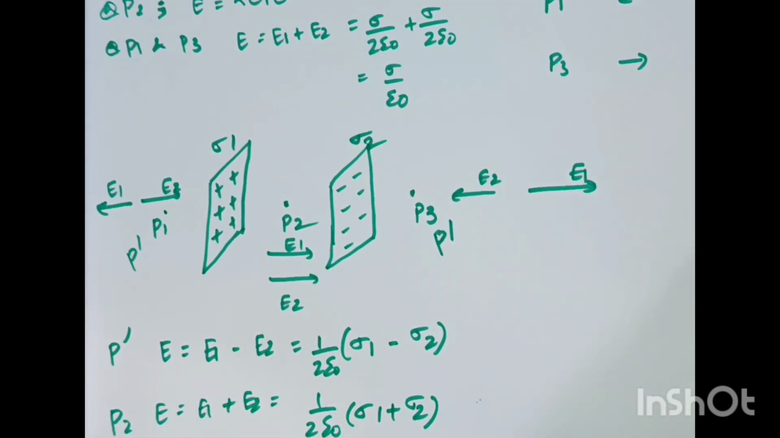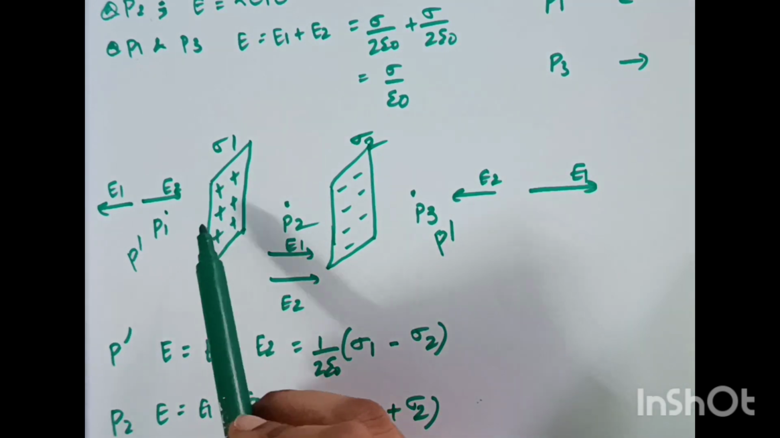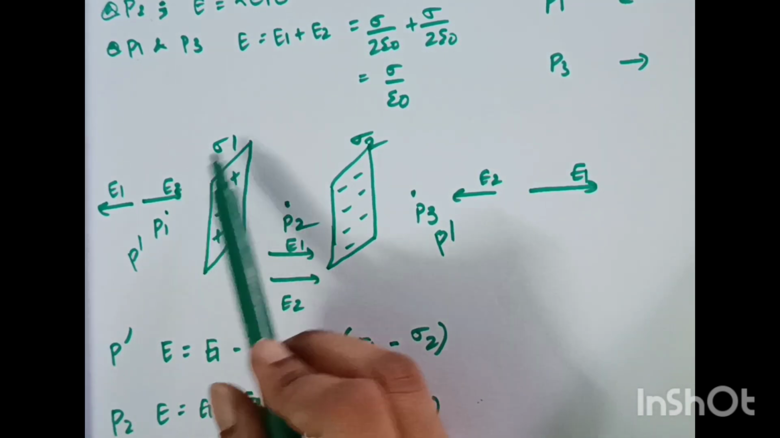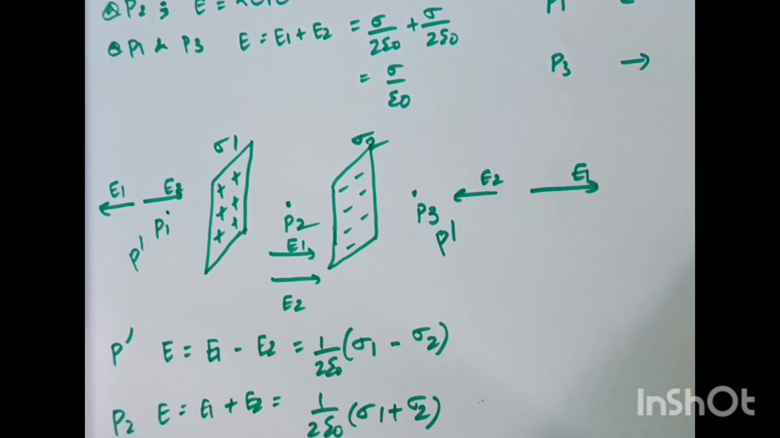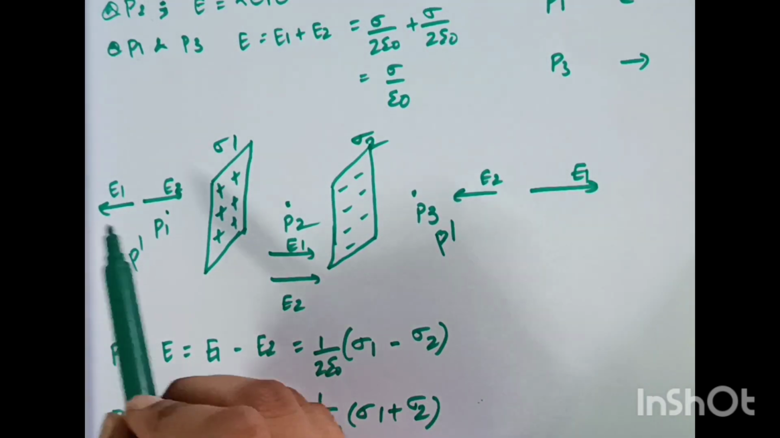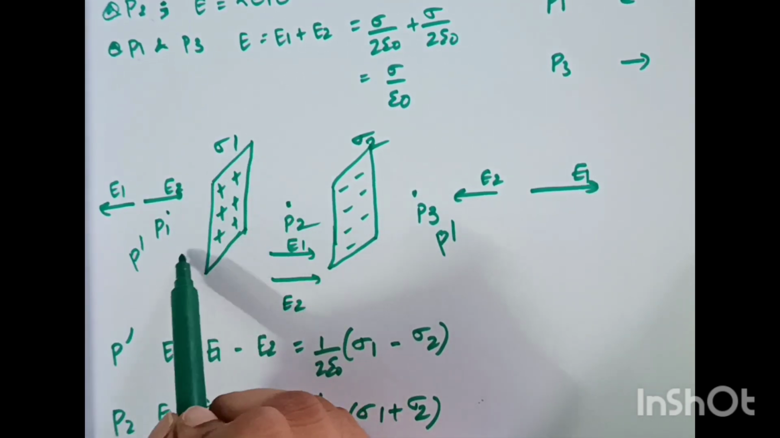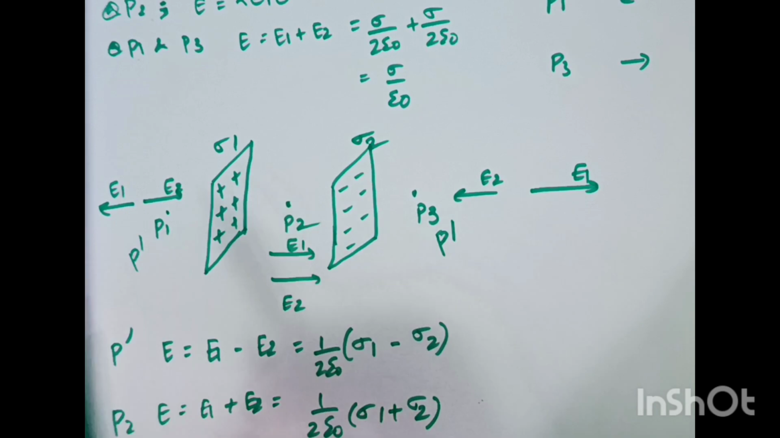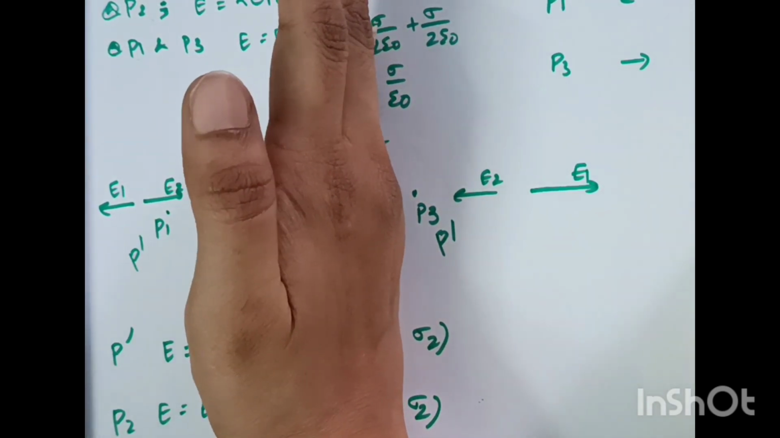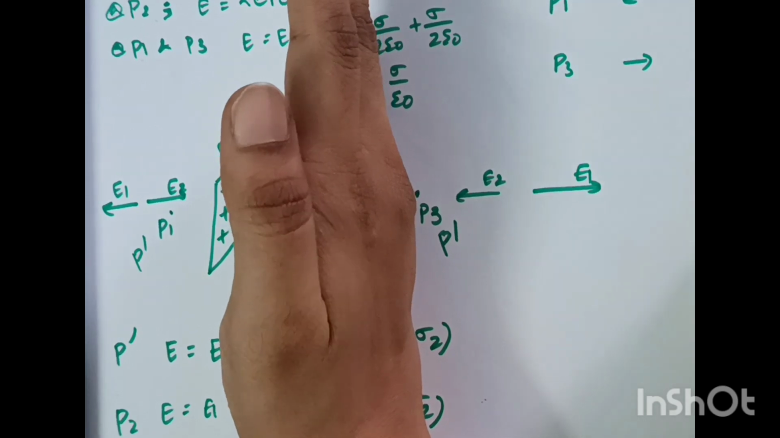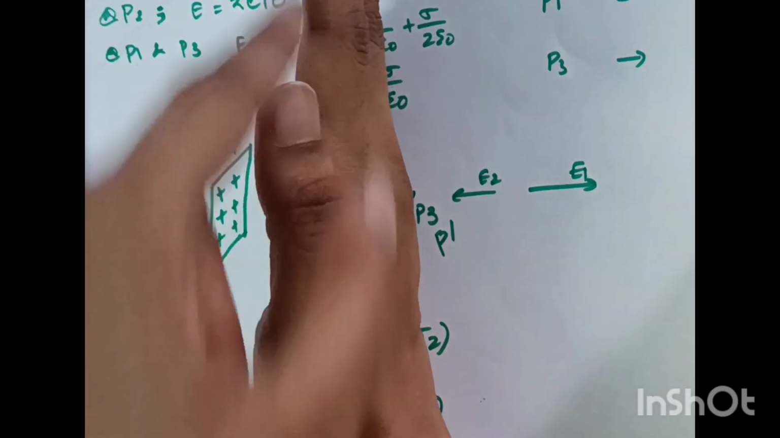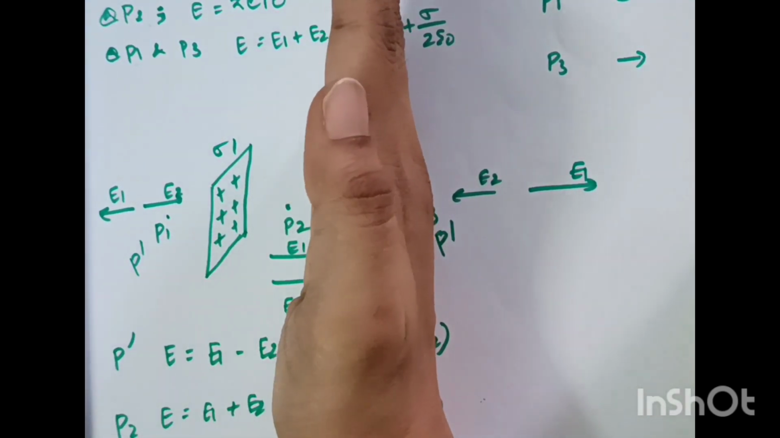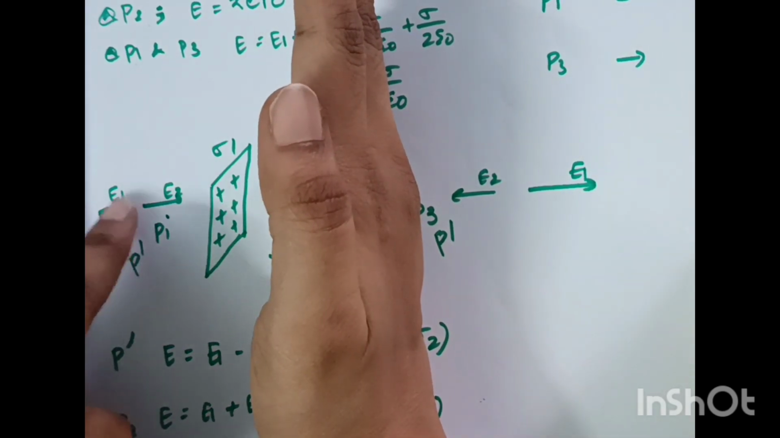Now let us consider another case. We have plane sheet 1 and plane sheet 2, and on sheet 1 positive charges are distributed, and on sheet 2 negative charges are distributed. What will be the direction of the electric field and what will be the value of the electric field? If you take this plane sheet, because of the positive charges distributed in this sheet, the direction of the electric field on this side will be towards the left.